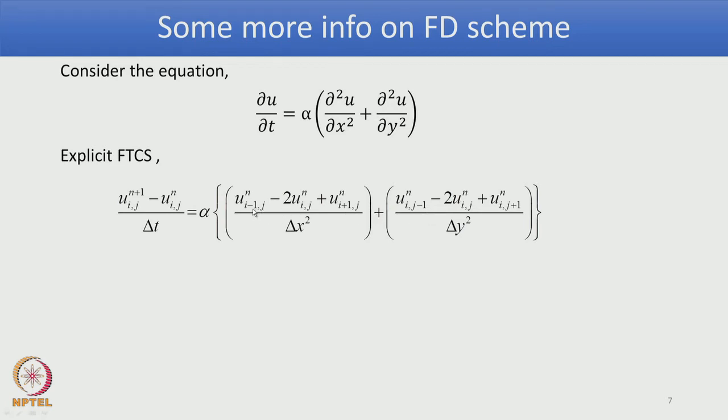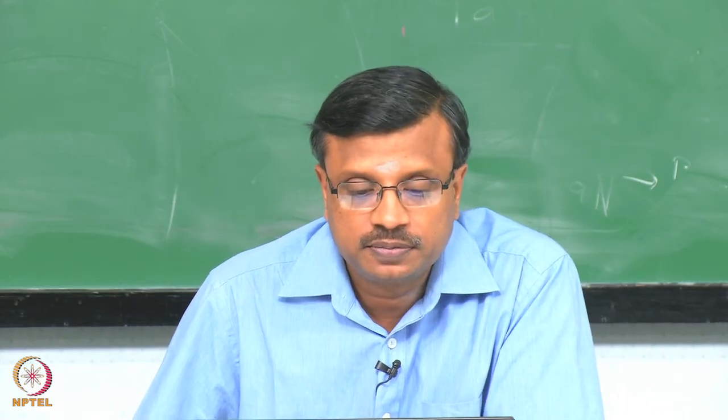We write accordingly central in space in x direction. So, i minus 1, i and i plus 1, central in space in y direction. So, it is i j minus 1, i j plus 1, and it is explicit. So, you observe all superscripts are n. So, all these quantities are evaluated at n time level.